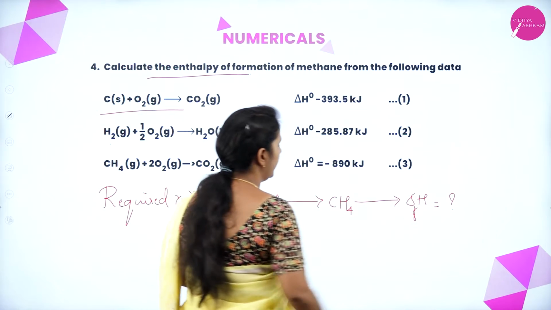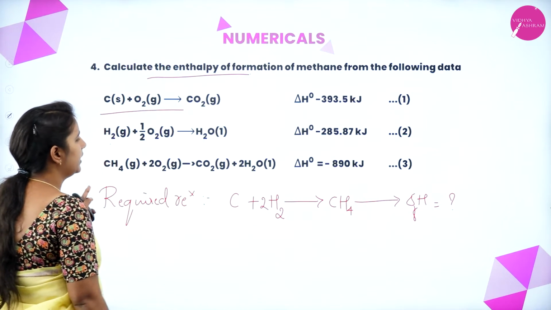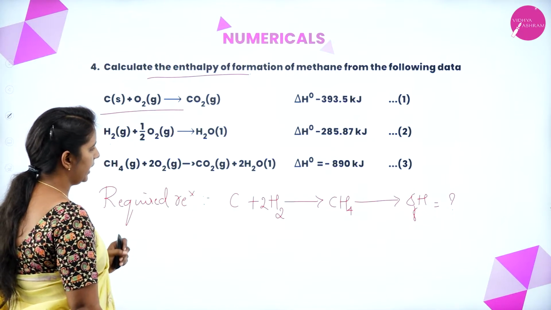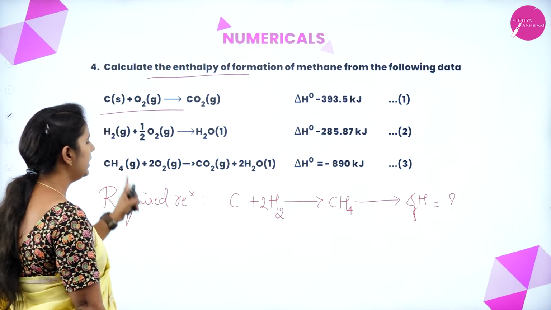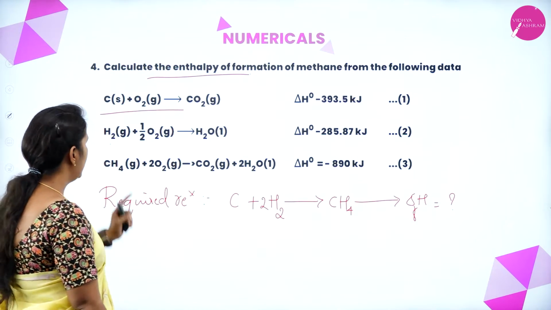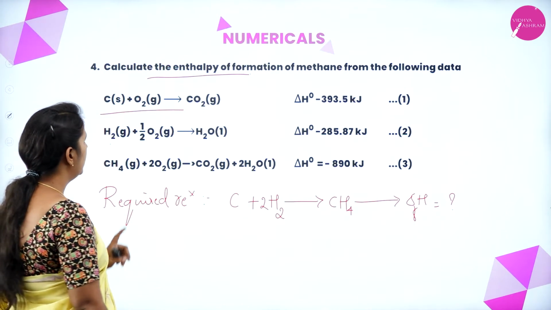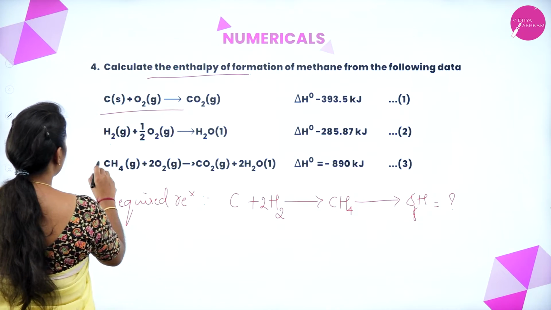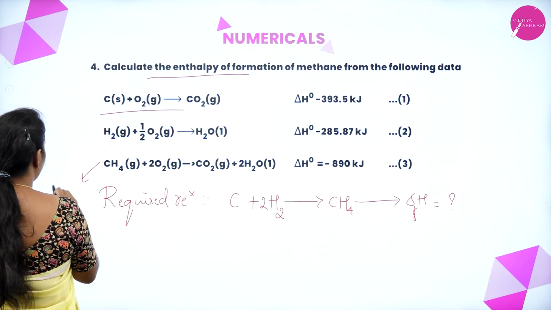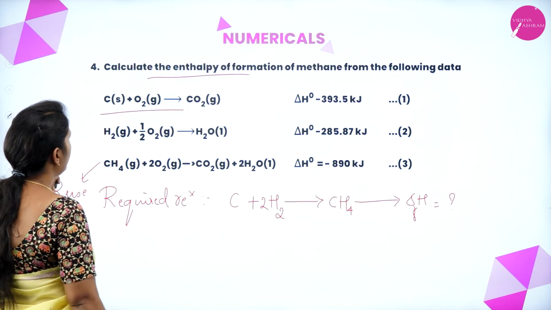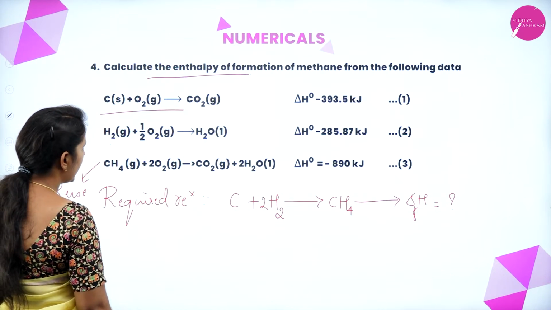Enthalpy of formation, correct? Enthalpy of formation I need to calculate. So if you see all the three reactions, I want methane on my left hand side. I want carbon and hydrogen on my right hand side. So I'll reverse equation 3. And equations 1 and 2 I'll write as such.